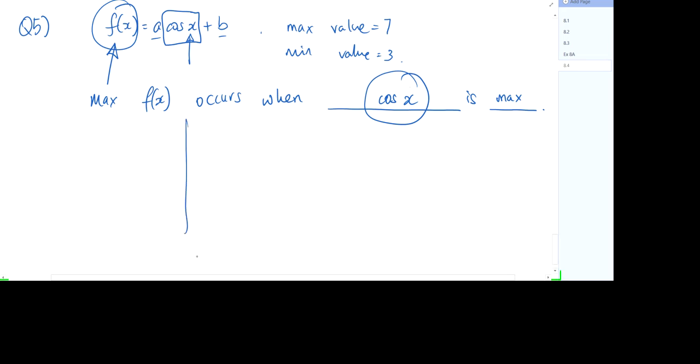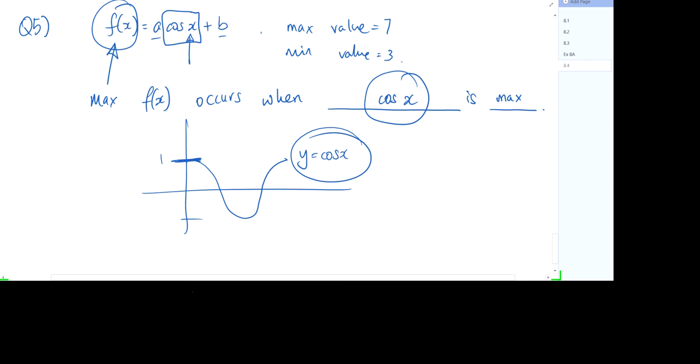So that's where you need to be very familiar with the cosine x graph. y equals cosine x. What is the maximum value? 1. It can never go beyond 1. The minimum value, how much is it? Negative 1. So when it is maximum, it is equal to 1. The graph of y equals cosine x.